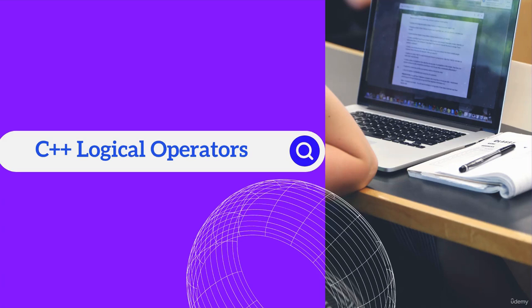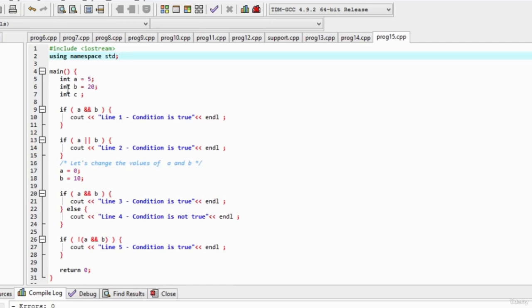C++ logical operators. Now let us explain this program with the execution. The value of a is non-zero, that is 5, and b is also non-zero, that is 20, and c is uninitialized. For a and b, we are doing this logical operation, the logical operator AND. In line 1 the condition is true, because a is non-zero and b is also non-zero. Non-zero means both are true, and true and true will be true, so the condition is satisfied and the output is obtained.